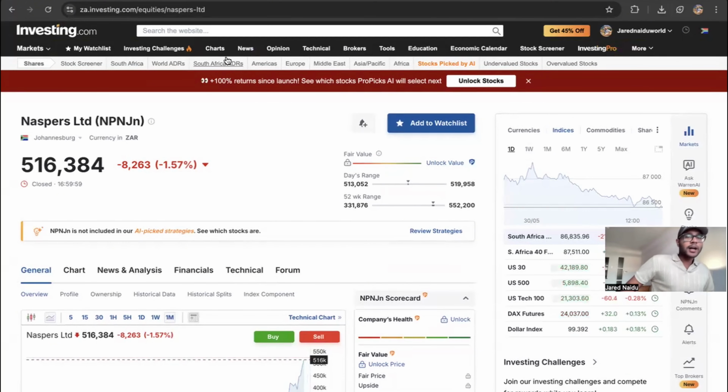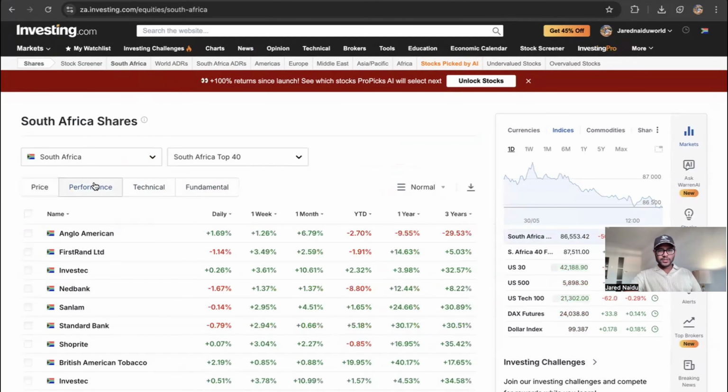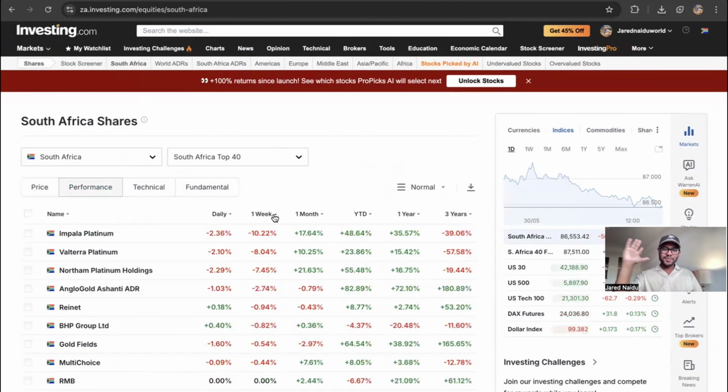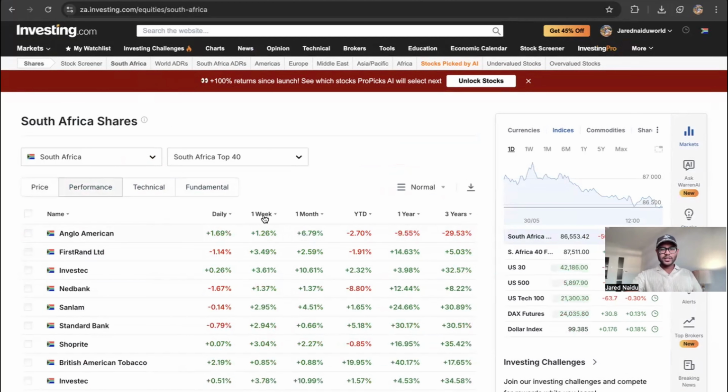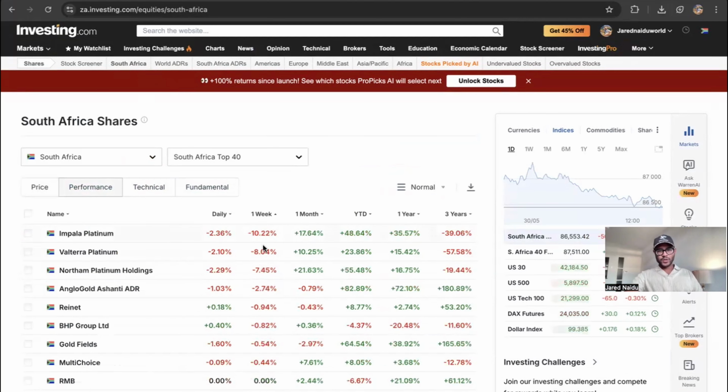So coming back to how we would look for stocks, right? If we look at South African stocks, I think the best way is for us to look at performance, and see what's currently down. So not the top gainers, but the top losers. So we can click on a week. It'll show us the best, and then it'll show us the worst with minus.